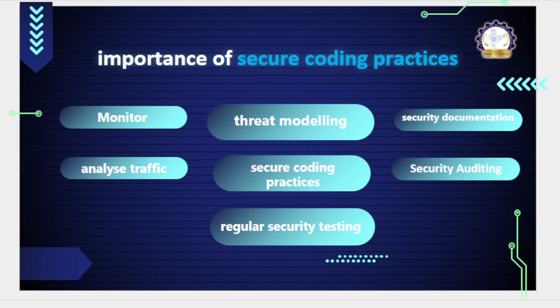Third one, conduct regular security testing. Regular security testing is essential to ensure that the API system remains secure over time. Security testing can include penetration testing, vulnerability scanning, and code review to identify any potential security flaws.